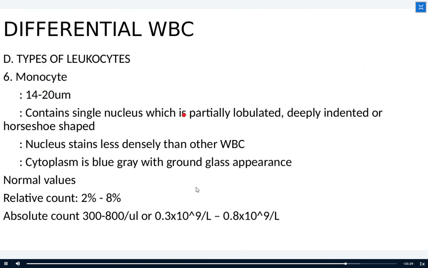It contains a single nucleus, partially lobulated, deeply indented, or horseshoe shape. Nucleus stains less densely than other WBC. Cytoplasm is blue-gray with ground glass appearance. So tandaan nyo, class, yung ground glass appearance. Pag lumabas yan sa board exam in the future, pag nag-take na kayo, lumalabas yan, class. That would be your monocyte. Relative count is 2 to 8%.